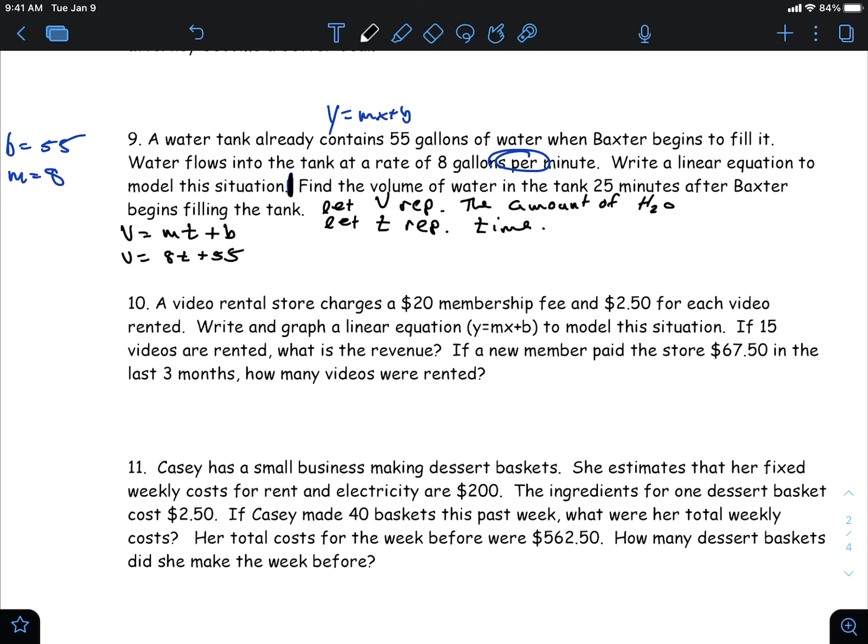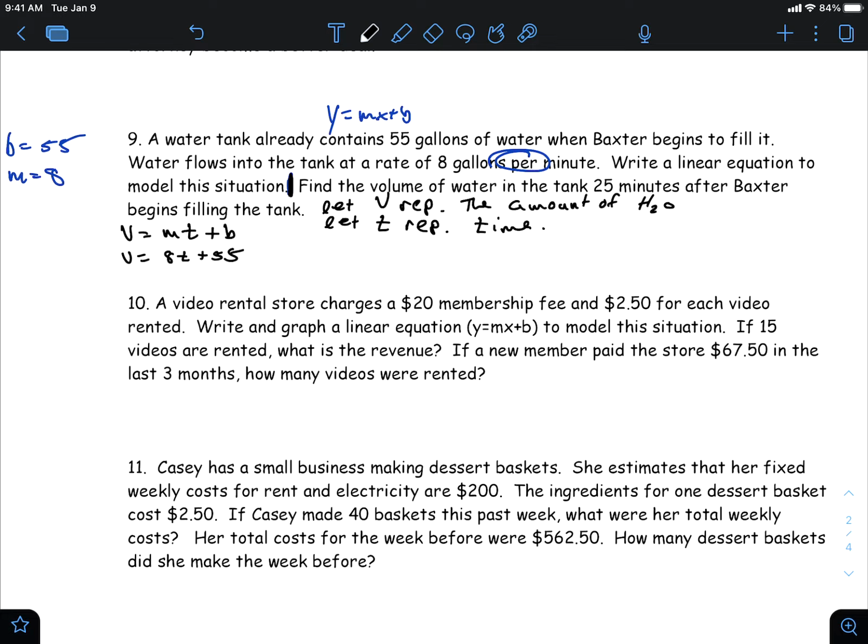Now you can answer the rest of the question. I don't even know what they've asked for. You don't know either until you read it. Find the volume. Oh, find the volume. That's what it's asking you to find. So you're not going to plug anything in for V because you're asked to find it. So don't put any numbers in for V. Water in the tank 25 minutes after Baxter begins filling.